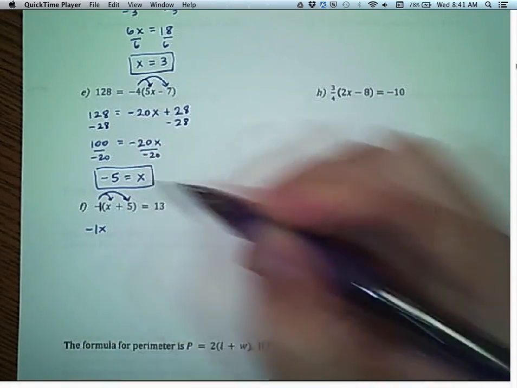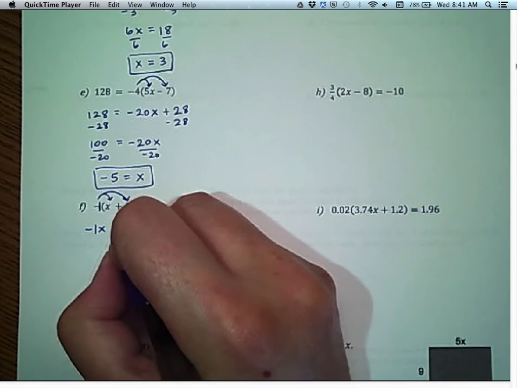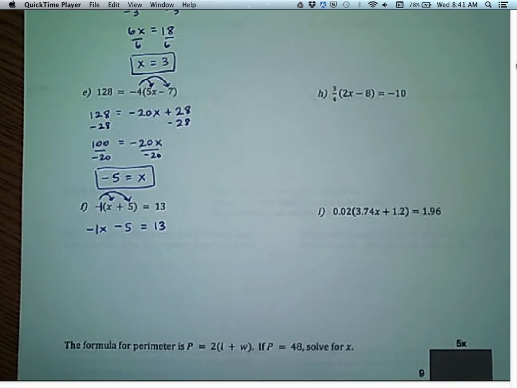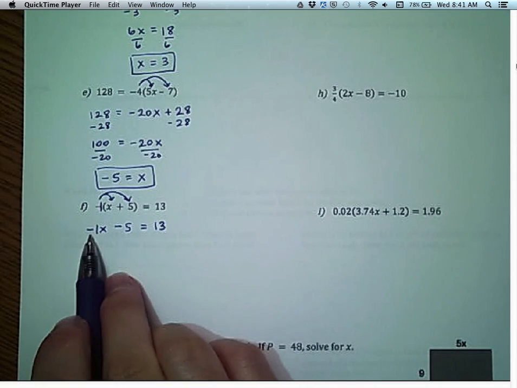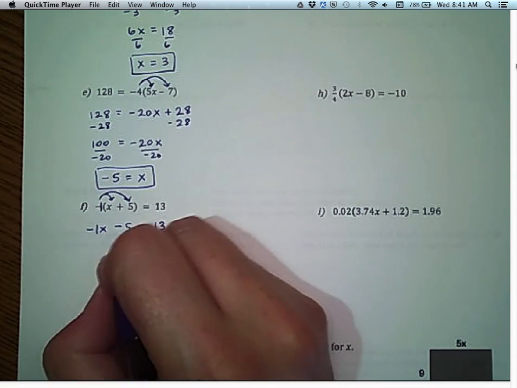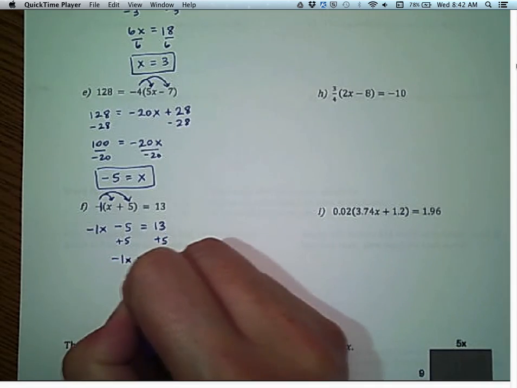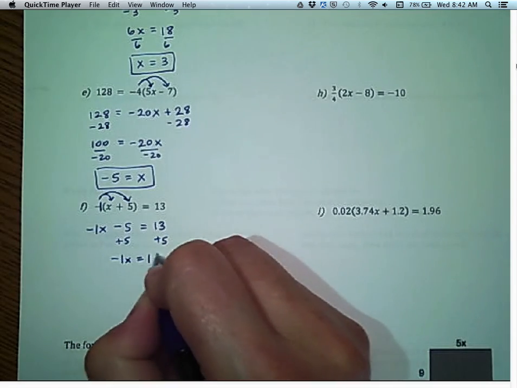Negative 1 times positive 5 is negative 5, or minus 5. Equals 13. All right, again, I have a nice little two-step equation. I see subtracting 5, so I'm going to add 5 to both sides. So this is negative 1x equals 13 plus 5, which is 18.